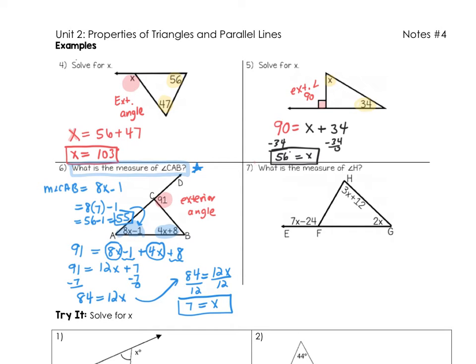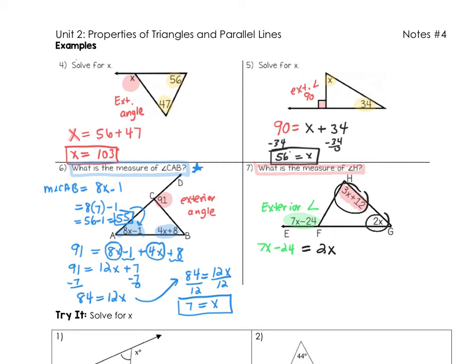Okay, number 7, we also have a follow-up question. We have to find the measure of angle H. So we're going to be plugging our number into that for our final answer. Okay, so in this case, our exterior angle is 7x minus 24. So I'm just going to label that for you. So that exterior angle of 7x minus 24 is going to be equal to the sum of the two remote interior angles. So the 3x plus 12 and the 2x are the two remote interior angles.